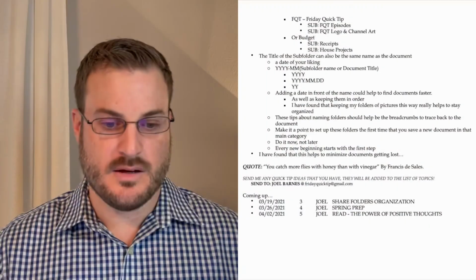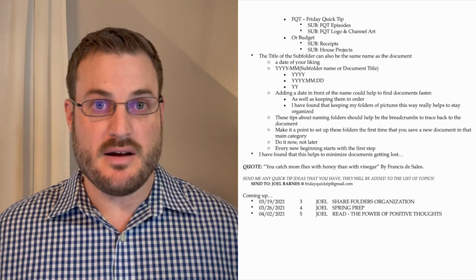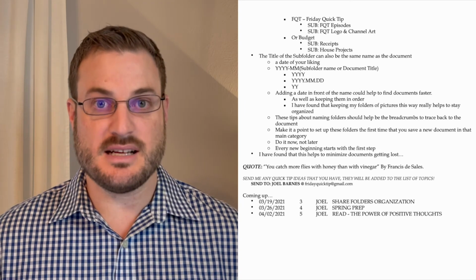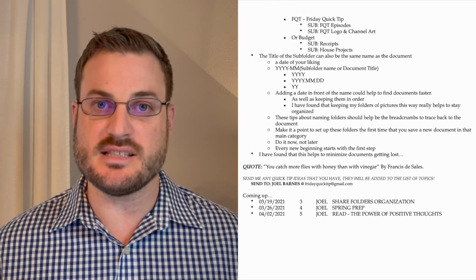You can do this on the titles of the documents as well. So within that subfolder, title the document with the exact date by using the year, the month, and then the day to keep it all in chronological order. These tips about naming folders should help you by leaving the breadcrumbs to help you find those documents easier, and this is really what plays a part in helping you stay organized.